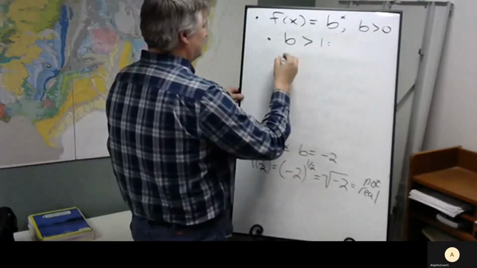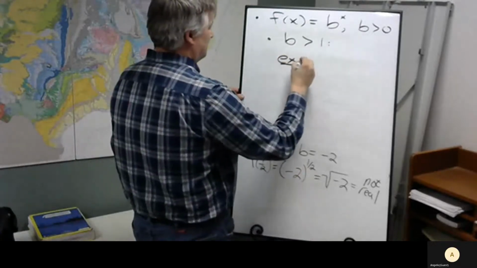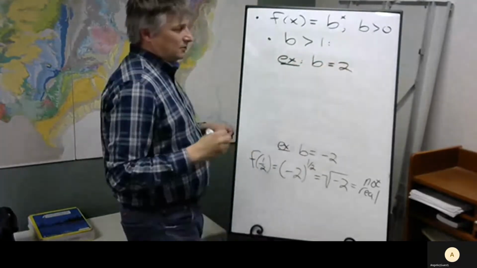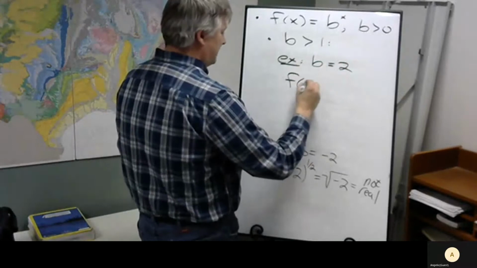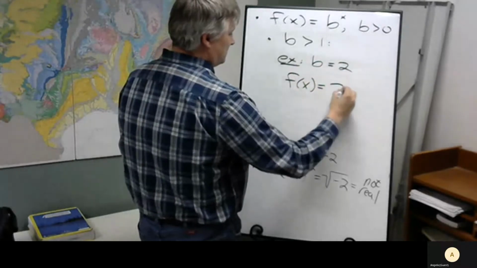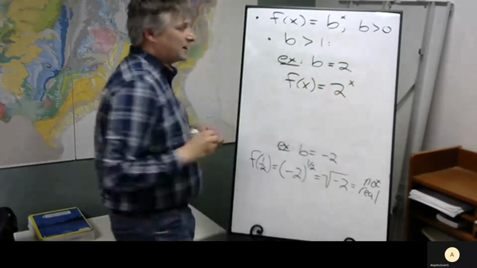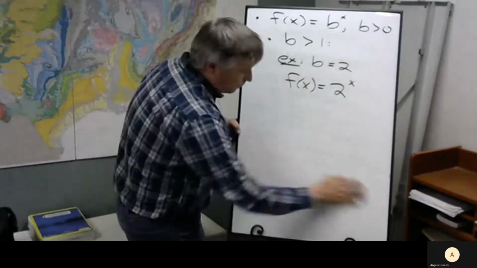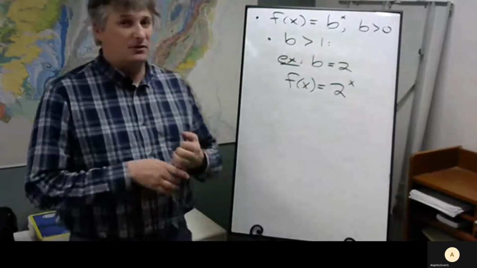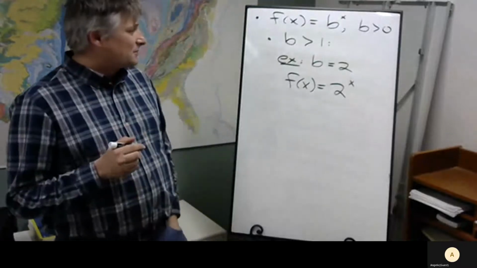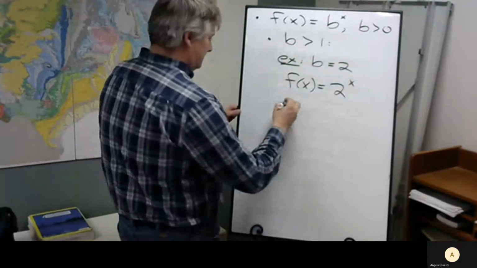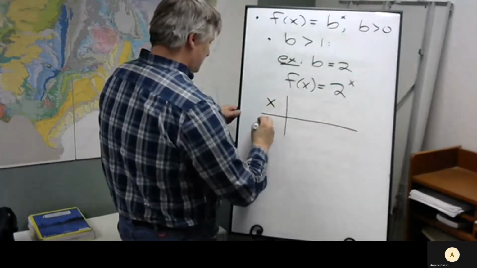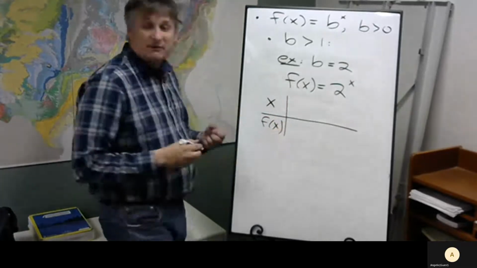So, for example, let b equal 2. So this means f of x is 2 to the x. Now, we want to come up with an idea of what this function looks like. So what we can do is we can do an f of x chart.